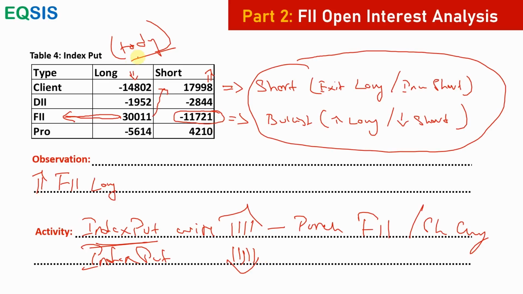So by looking at today's data, it is pretty clear FIs are no more comfortable with their short positions in put options. So any big drop in open interest is because FIs started exiting their short positions in put options. Sometimes, what happens, maybe deep out of the money put options or at the money put options may be shorted by FIs, who started decreasing their open interest.